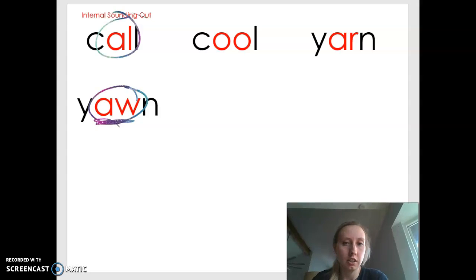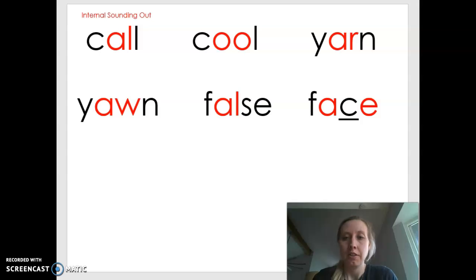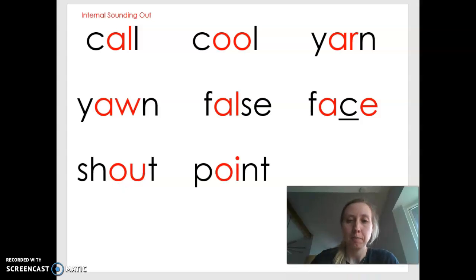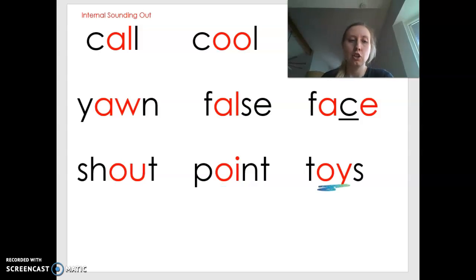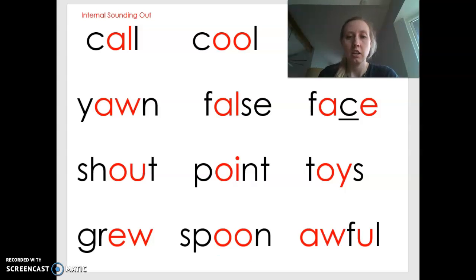These do not have ahs. These other two. Okay? 3, 2, 1. False. 3, 2, 1. Face. 3, 2, 1. Shout. 3, 2, 1. Point. 3, 2, 1. Toys. 3, 2, 1. Grew. 3, 2, 1. Spoon. 3, 2, 1. Awful.